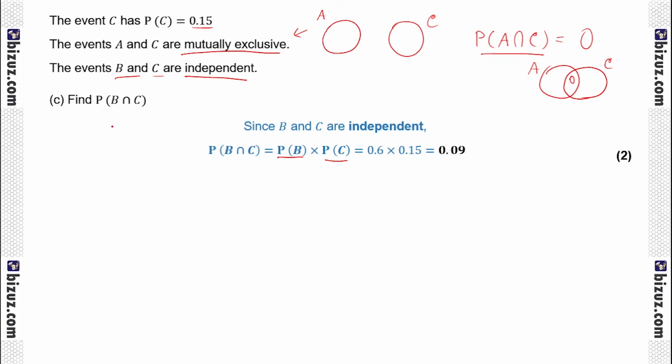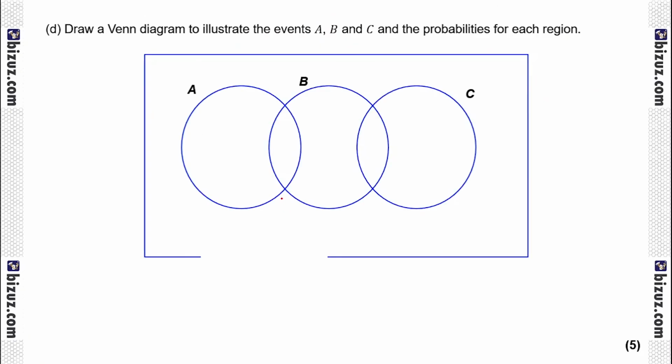From this, we can very easily find the probability of B intersection C. It's just the product of the individual probabilities. So we have the probability of B and also the probability of C, which is given here. 0.6, the probability of B, multiplied by 0.15, the probability of C. This gives us an answer of 0.090. And this should be the last part of this paper.